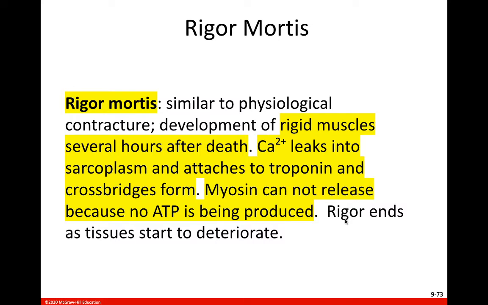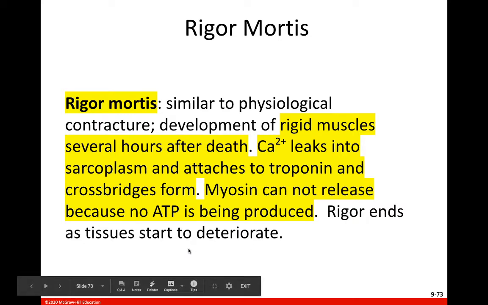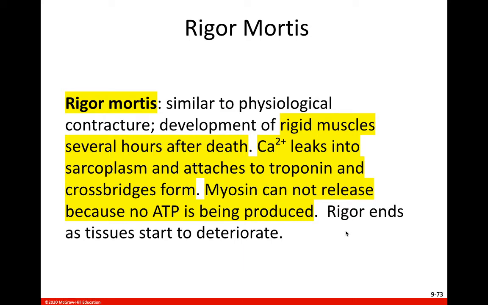And then the muscles start loosening up and the stiffness goes away several more hours after death. Not because all of a sudden we have ATP available, but because the tissues are starting to deteriorate. Everything is starting to break down. So the tropomyosin, troponin, actin, myosin, they all just kind of start falling apart from one another.